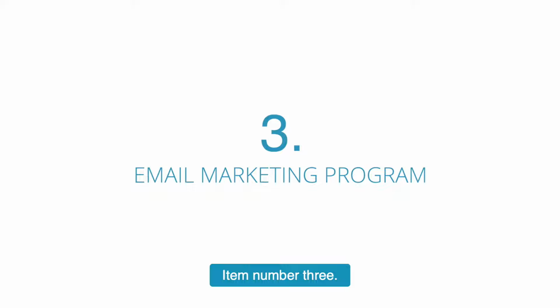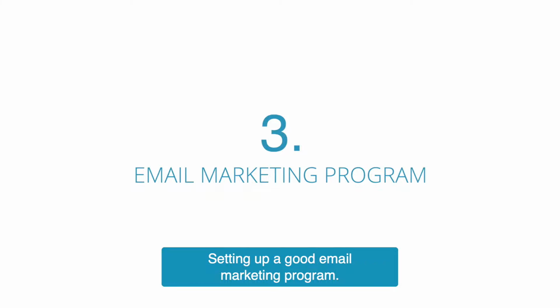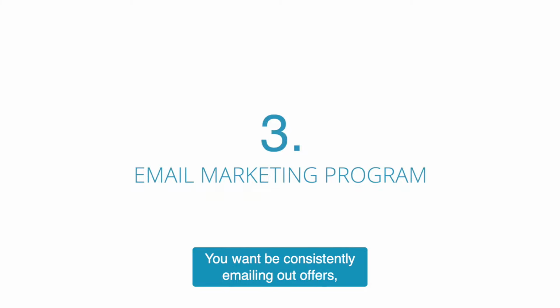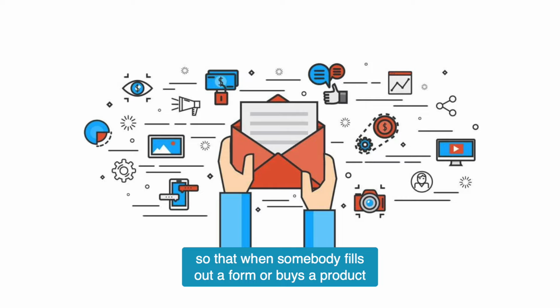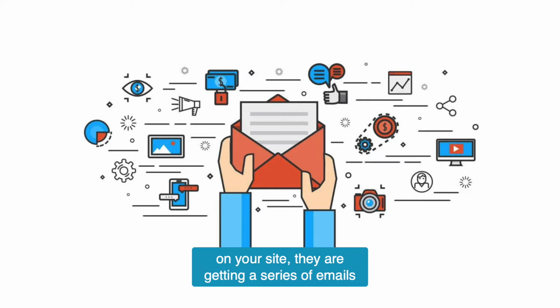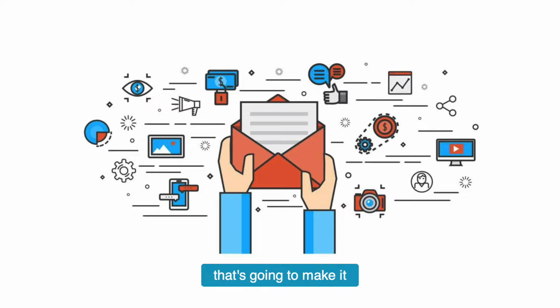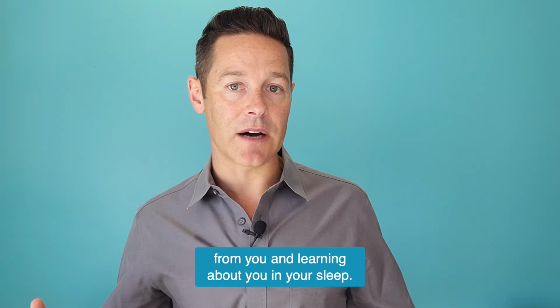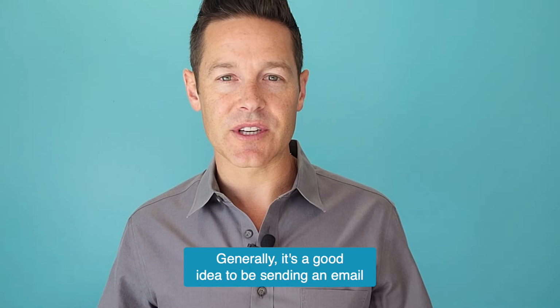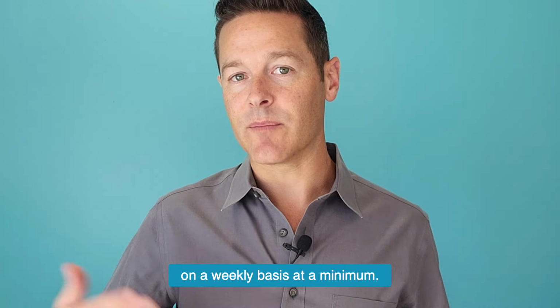Item number 3, setting up a good email marketing program. You want to be consistently emailing out offers, and in addition to that, setting up an automation so that when somebody fills out a form or buys a product on your site, they are getting a series of emails. That's going to make it so these people are getting engaged and buying things from you and learning about you in your sleep. Generally, it's a good idea to be sending an email on a weekly basis at a minimum.